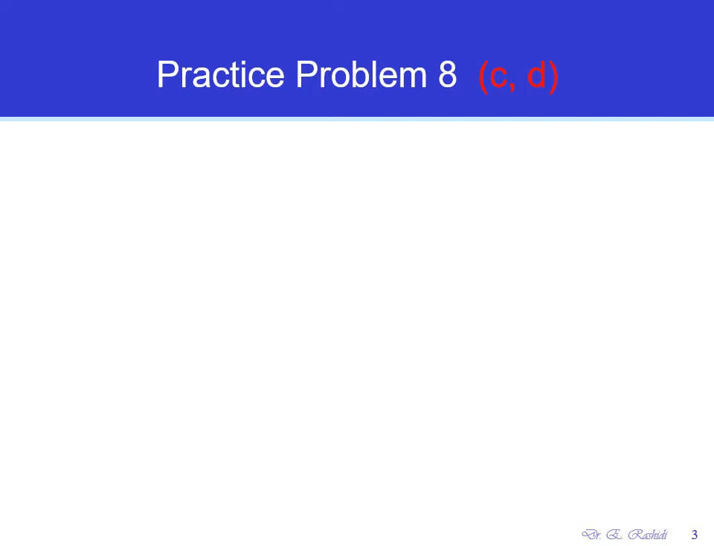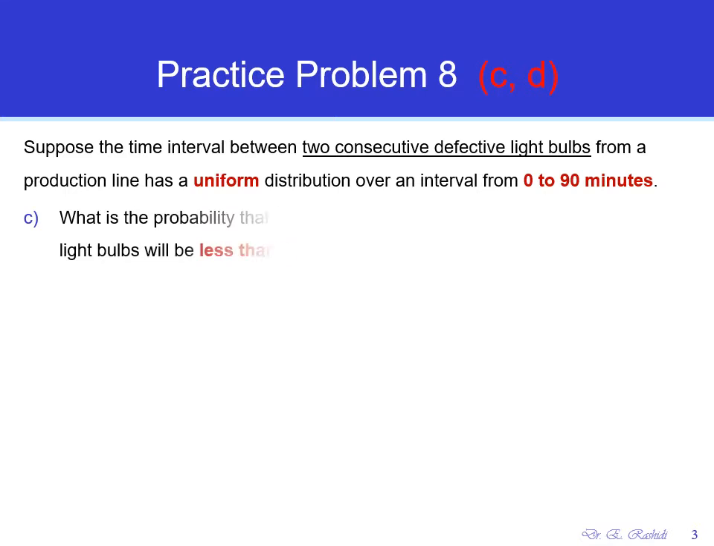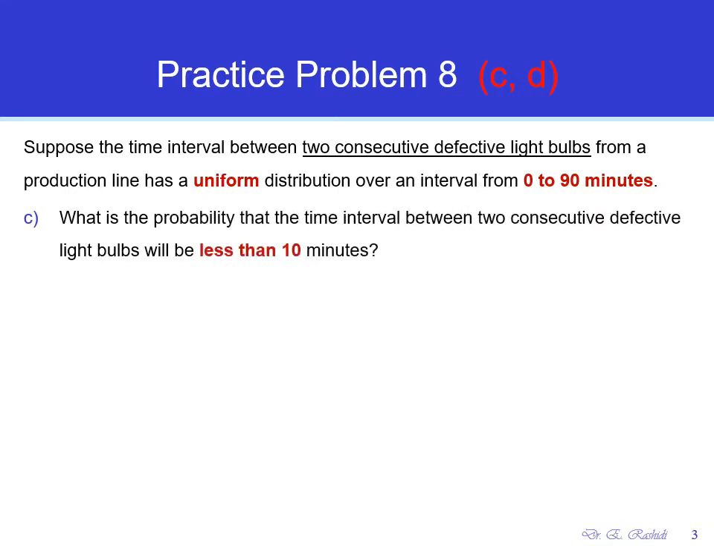Following question for the problem. So we have a random variable that follows a uniform distribution with range between 0 and 90. What is the probability that the time interval between two consecutive defective light bulbs will be less than 10 minutes? Please pause, work on this problem, and then come back to see the solution.